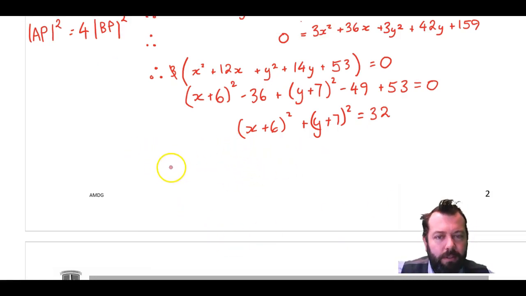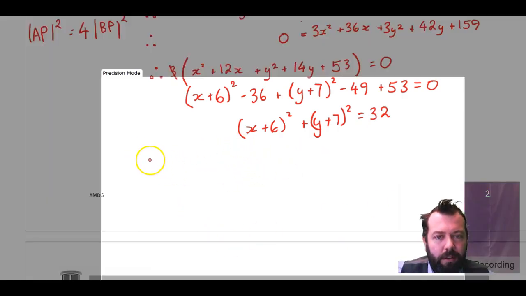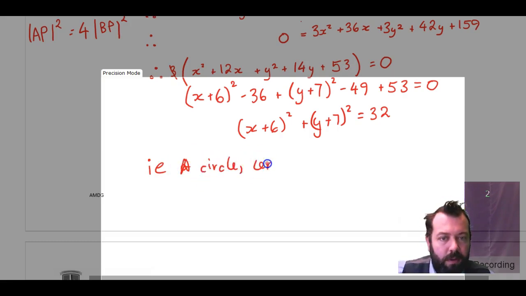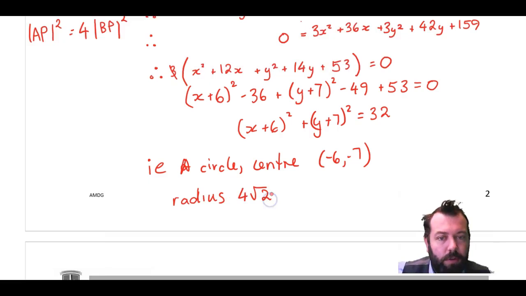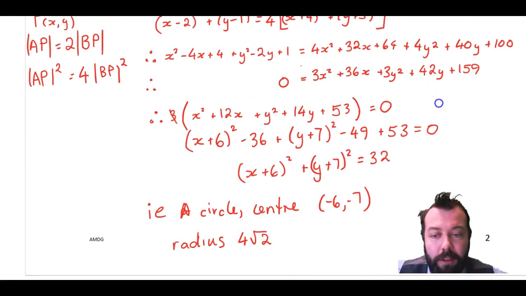Okay, so this is a circle, center -6, -7, radius it's the square root of 32. We could say it's root 32, but we should say that it is 4 root 2, I think, is the radius. There we go. That's it for the first of these videos.